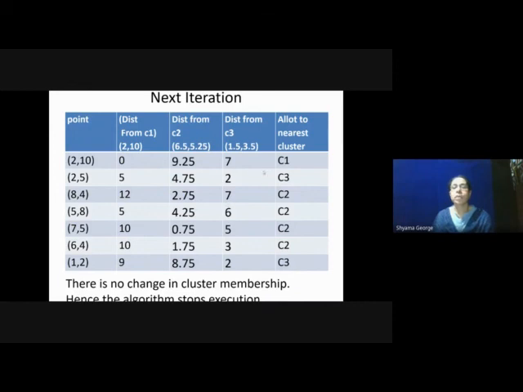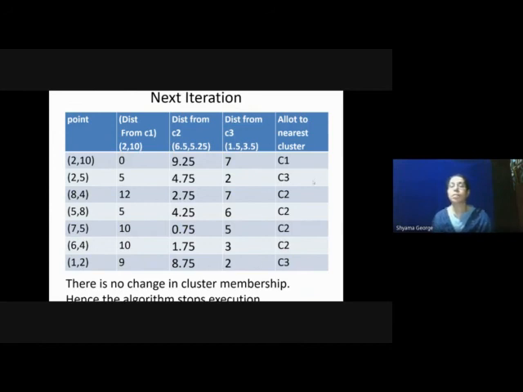Now, when you look at the data, you can find that there is no change in the cluster membership. The cluster membership is not changing, so we can stop the algorithm here. That is, (2, 10) belongs to cluster C1. (2, 5) belongs to cluster C3. (8, 4): the minimum distance is from C2. (5, 8) belongs to C2, the minimum distance. And (7, 5) belongs to C2, with distance 0.75. (6, 4): the minimum distance is 1.75, so C2. And the last one, (1, 2) belongs to C3.